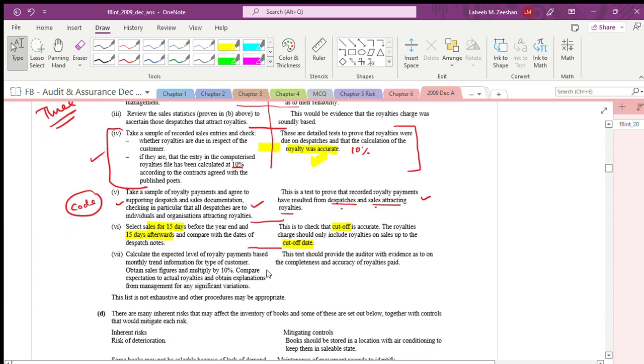Fine. Calculate the expected level of royalty payment based on monthly trend information for type of customers. They say that only 10% of the people will get it. Obtain sales figures and multiply by 10%. Compare expectation to royalties and obtain explanation from management if there is any significant variation. If there are any differences beyond 10%, obtain an explanation. You can write in your own words. Calculate the royalty payments at the rate of 10% on the actual sales, and any variation beyond 10%, discuss with the management. As simple as that. This test will provide the auditor with evidence that there is completeness and accuracy of royalties which have been paid.